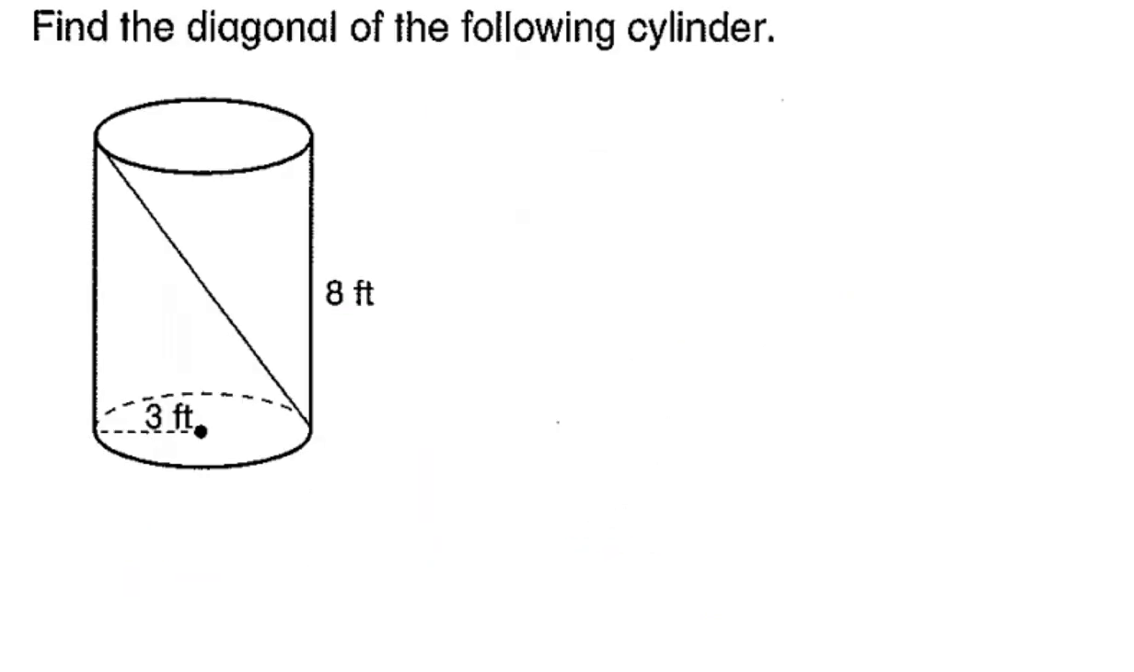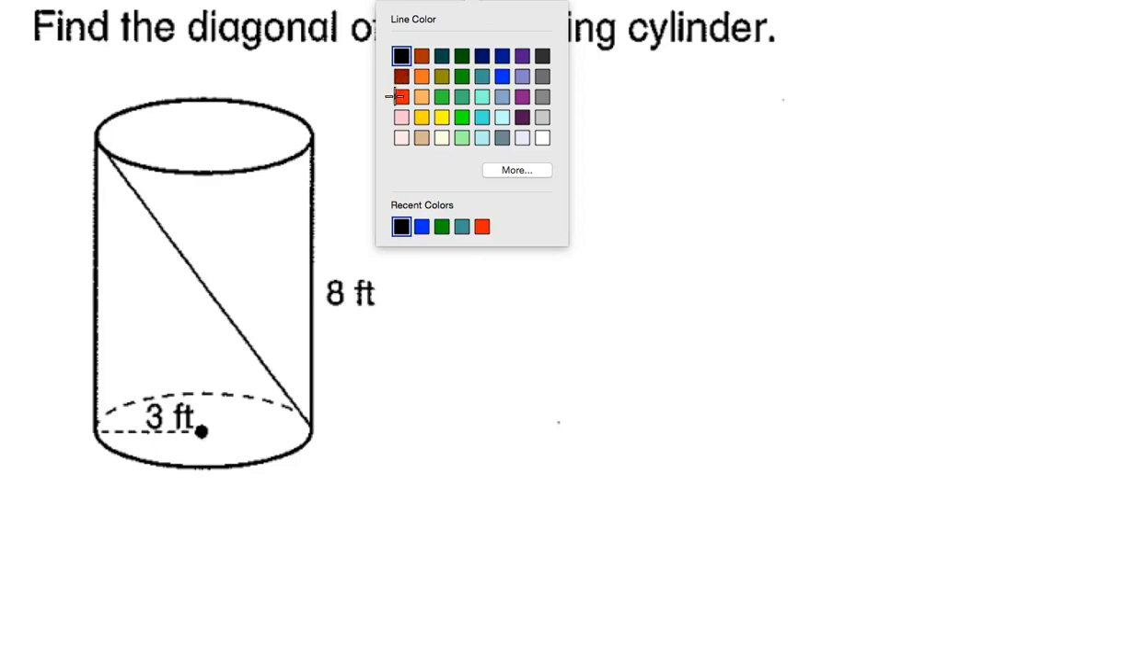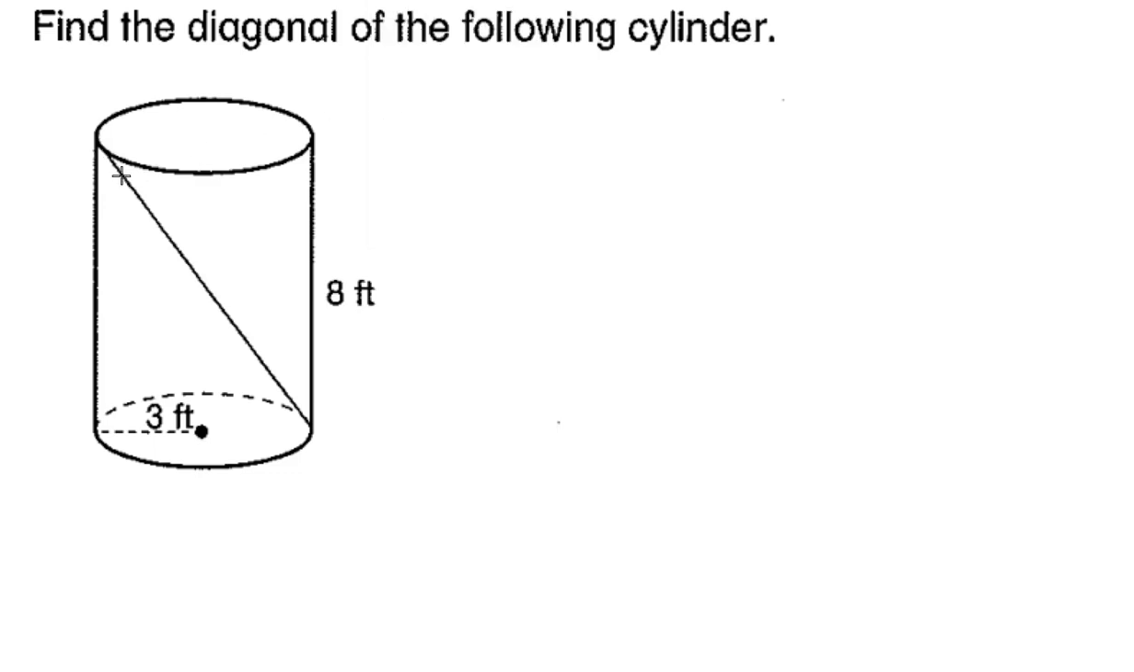Diagonal of the following cylinder. Alright, so here's my diagonal. I'm going to highlight it in red, which is highlighted in black. So I'm at that diagonal. I'm looking for that length. I'm hoping to utilize the Pythagorean theorem here.